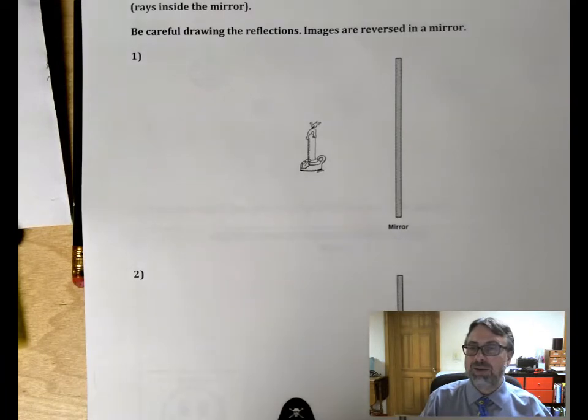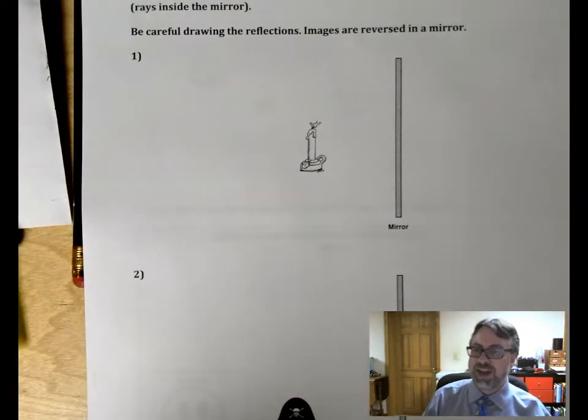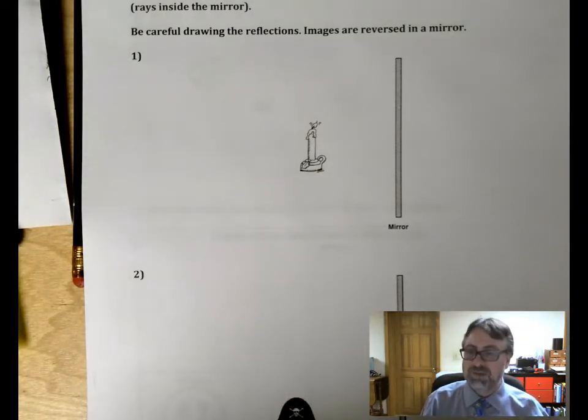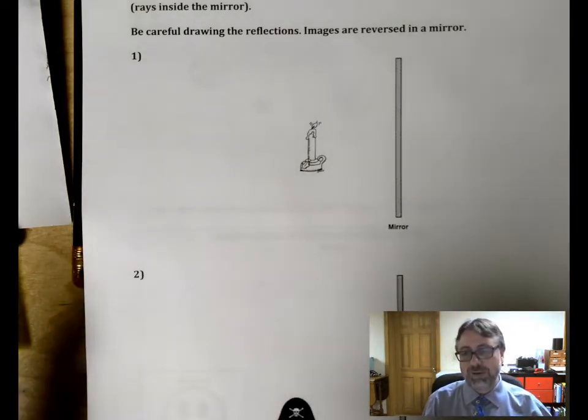Now, we're not looking for perfection here. As we move forward with mirrors and lenses, understanding the rules for these rays is important. And what we're really looking for is just that you're getting the idea of how these rays behave. So if your images aren't quite perfect, that's okay. You're going to see that mine probably aren't either.